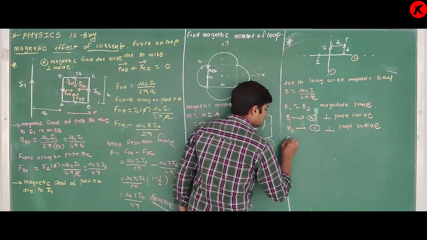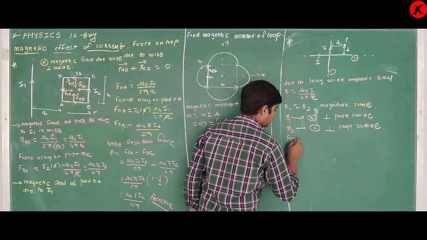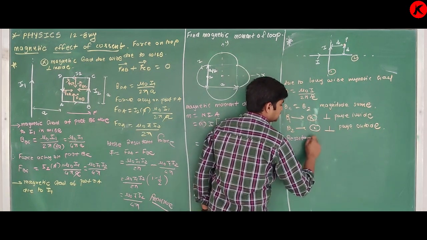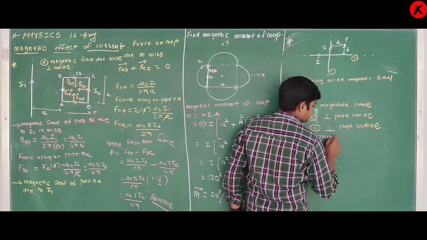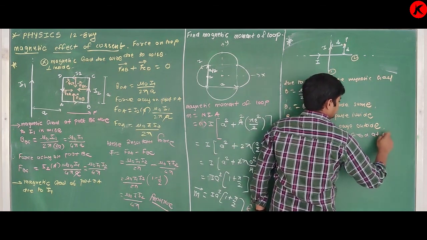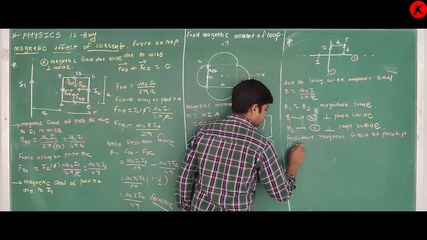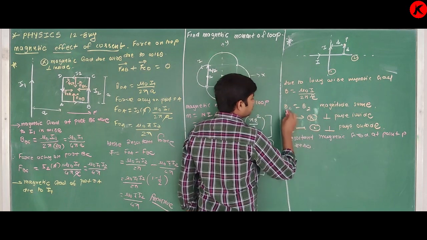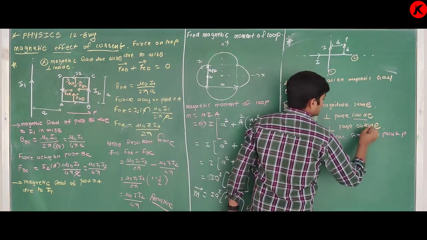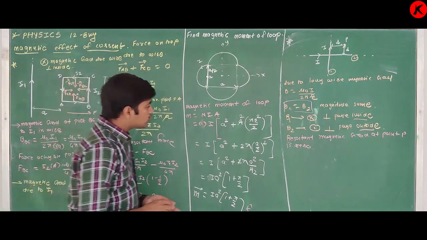So yes, the resultant magnetic field at point P is 0, because they both have the same magnitude but opposite direction. Simple. Okay. One more question.